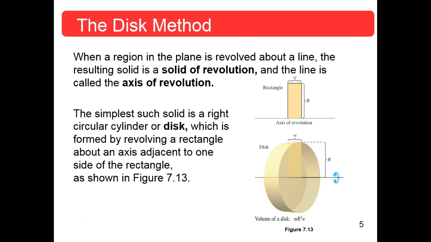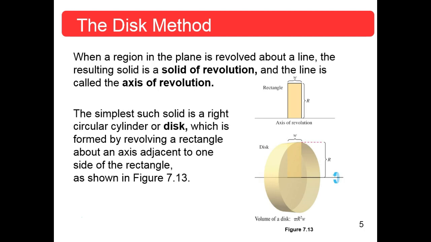Okay? And this disk, if you're doing the volume of the disk, how are we going to do that? Well, what is volume? Volume is area times width, right? Area is two-dimensional, width is single-dimensional, that gives you three-dimensional volume. Okay? So the simplest such solid is a right circular cylinder or a disk, okay, which is formed by revolving a rectangle, like that little rectangle up there, around an axis adjacent to one side of the rectangle. Okay? In other words, this bottom is on the axis you're going around, and you get this slice.